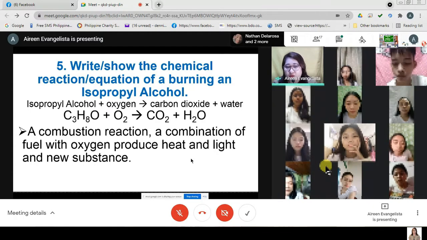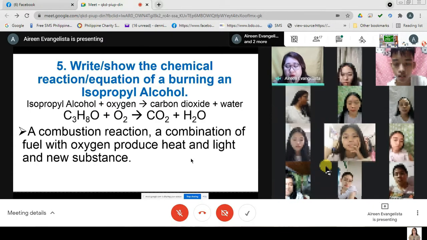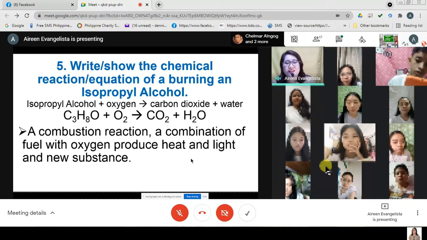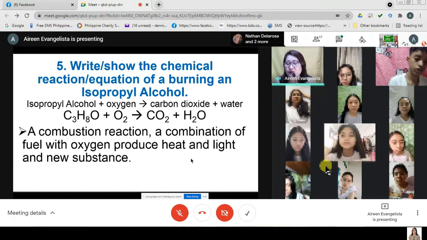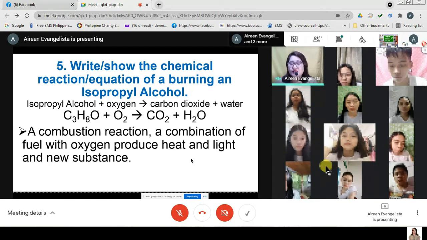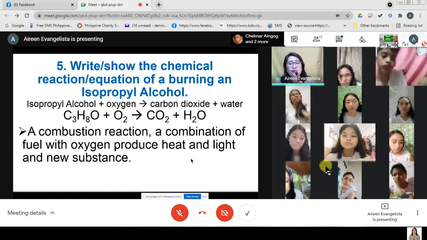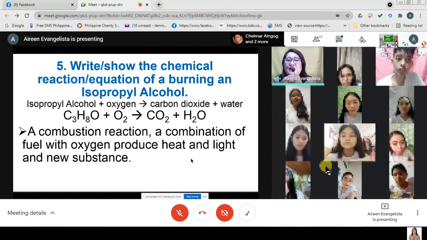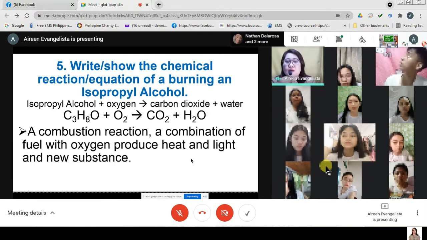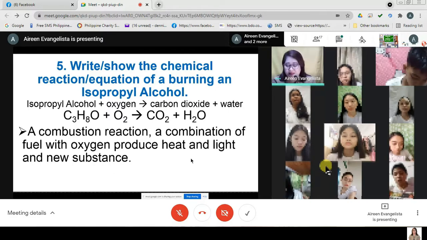Oxygen gas means O2. So therefore we have two atoms of oxygen yields carbon dioxide plus water. Again, CO2 and H2O are the products, while C3H8O plus O2 are the reactants. Actually, that is an example of a combustion reaction. That is a combination of a fuel, the isopropyl alcohol, with oxygen. Because when you burn, it produces heat, light and new substances.